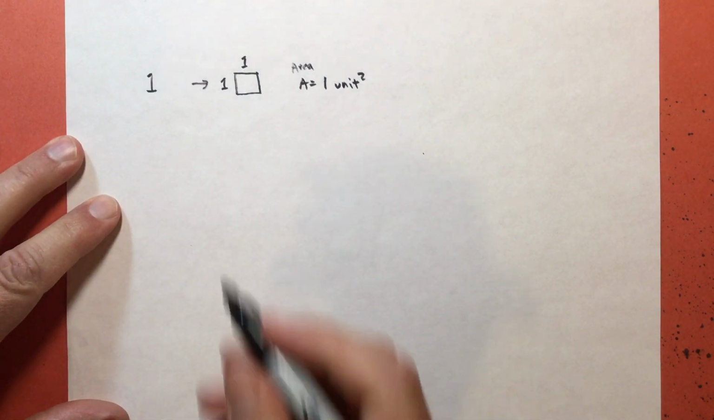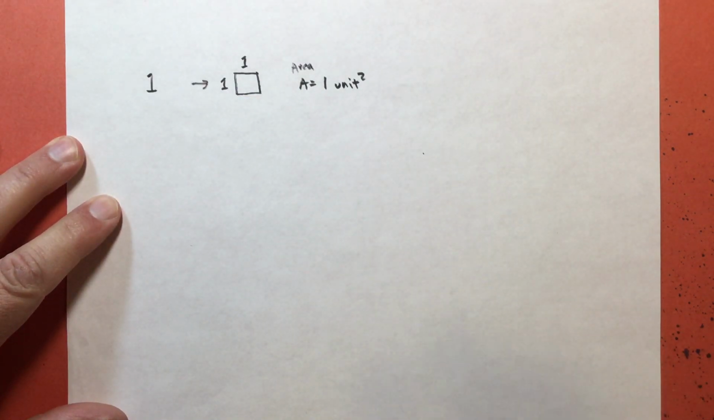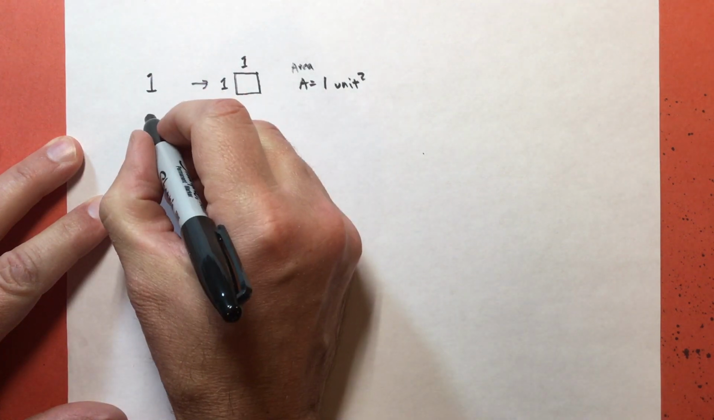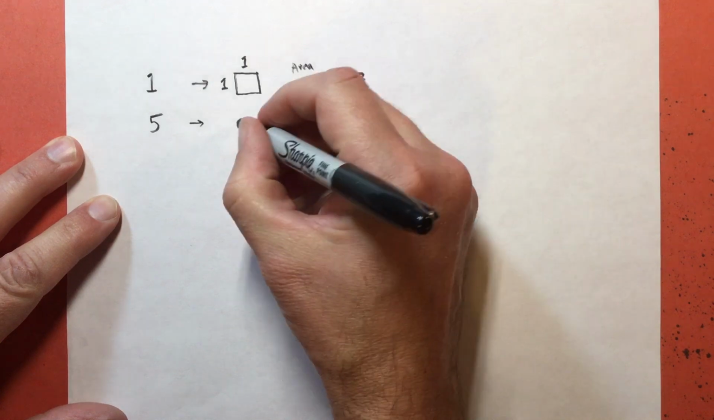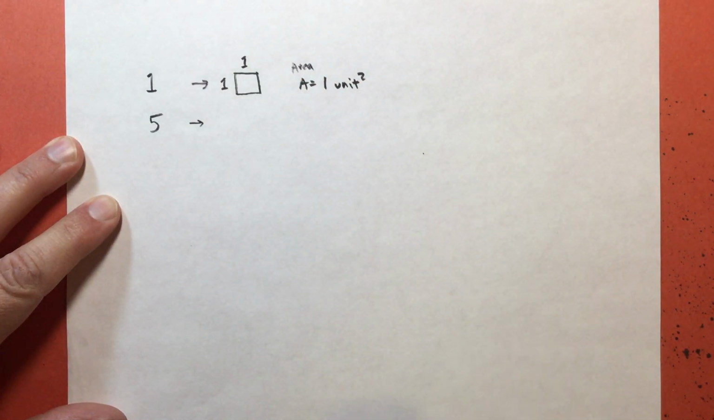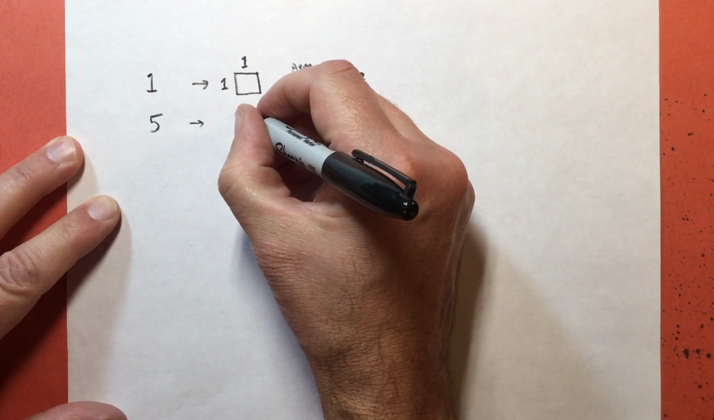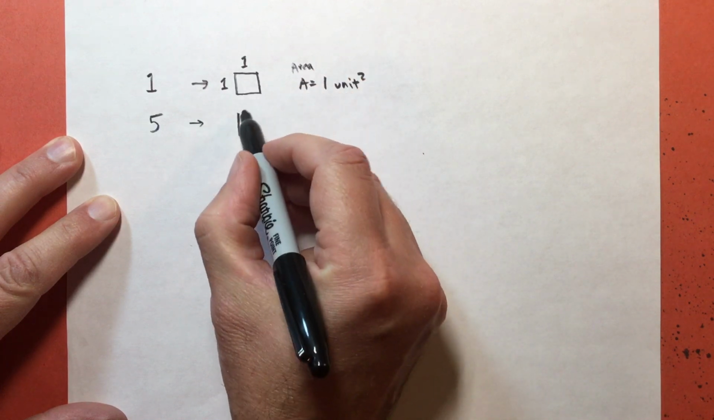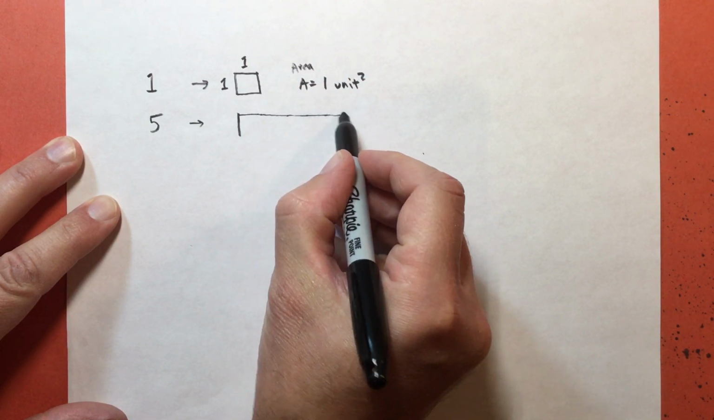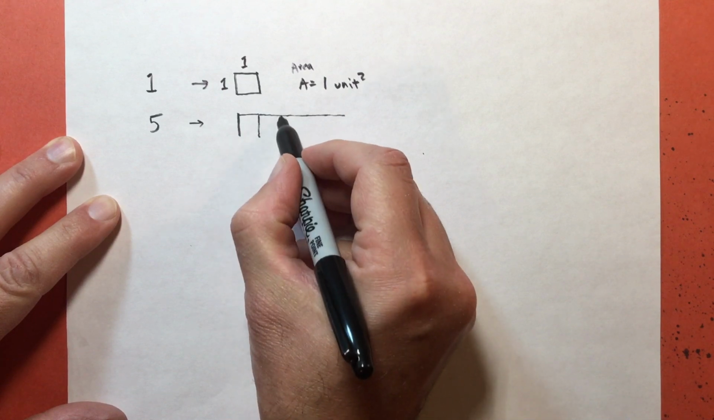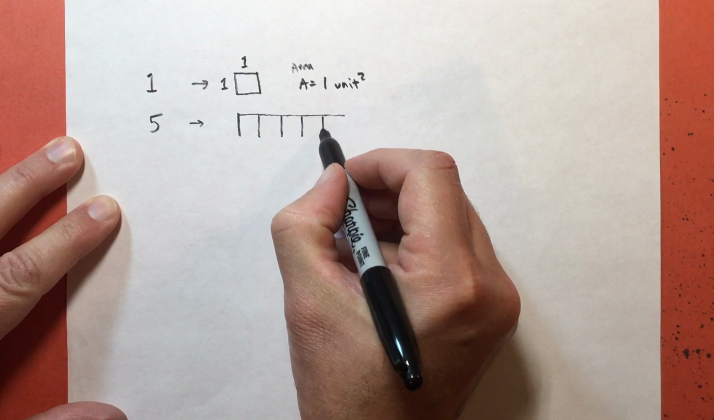All right. So now let's pick another number. I'm just gonna pick it small because I don't want to draw too much. So let's pick the number 5. Well, what does 5 look like? Well, we know 5 is 1 plus 1 plus 1 plus 1 plus 1. So I can actually draw it: 1, 2, 3, 4, 5.